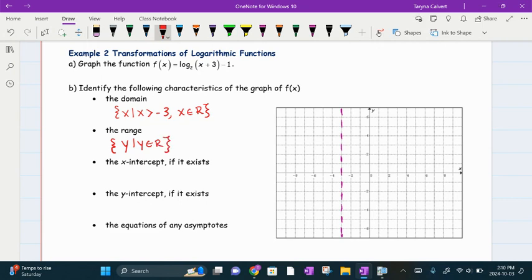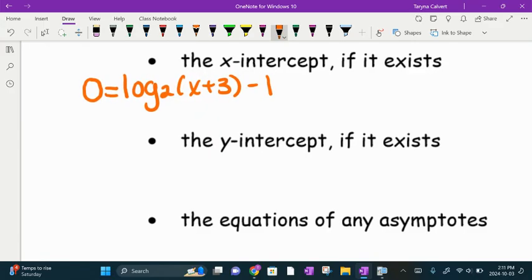And x-intercept, will it have an x-intercept? So let's algebraically find it. So for the x-intercept we let y equal 0. So then log base 2 of (x plus 3) minus 1 equals 0. So we can algebraically solve that. So we'll bring the 1 over. Now we have such wonderful skills. Is it automatically what we're going to do now? We will change forms. So this will be 2 to the exponent of 1 equals x plus 3.